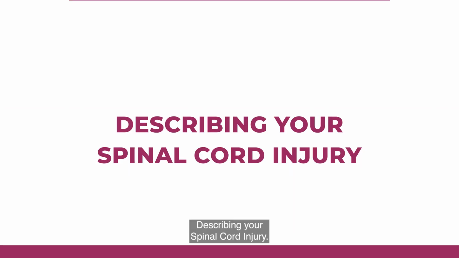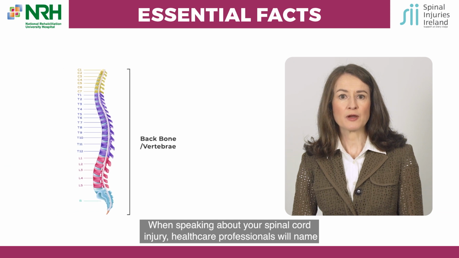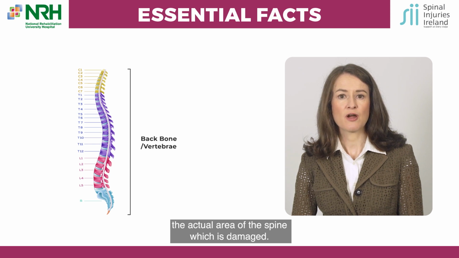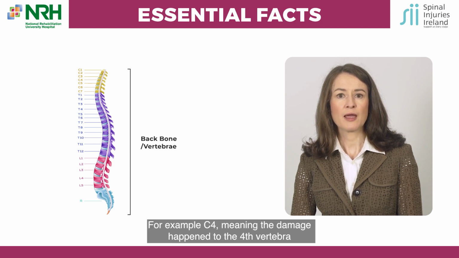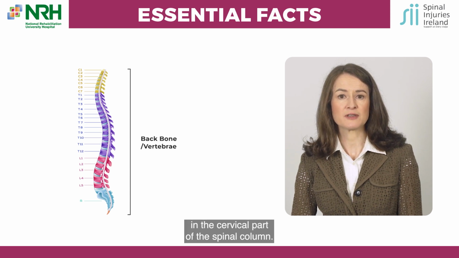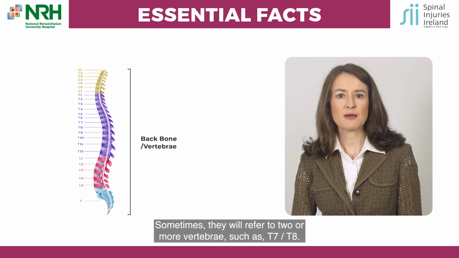Describing your spinal cord injury. When speaking about your spinal cord injury, healthcare professionals will name the actual area of the spine which is damaged. For example, C4, meaning the damage happened to the fourth vertebra in the cervical part of the spinal column. Sometimes they will refer to two or more vertebrae, such as T7, T8.